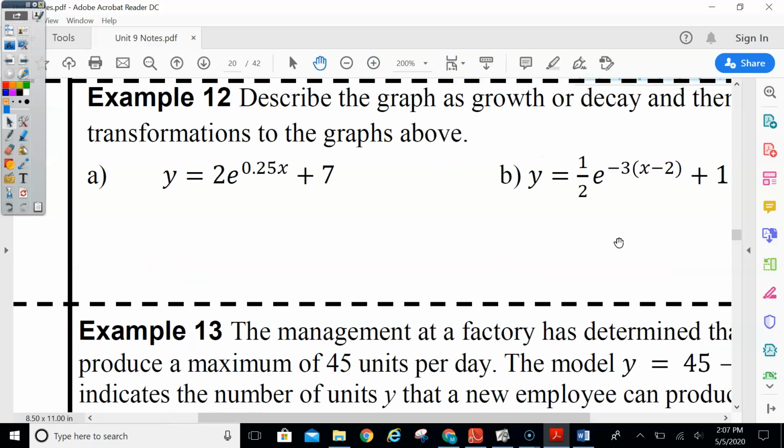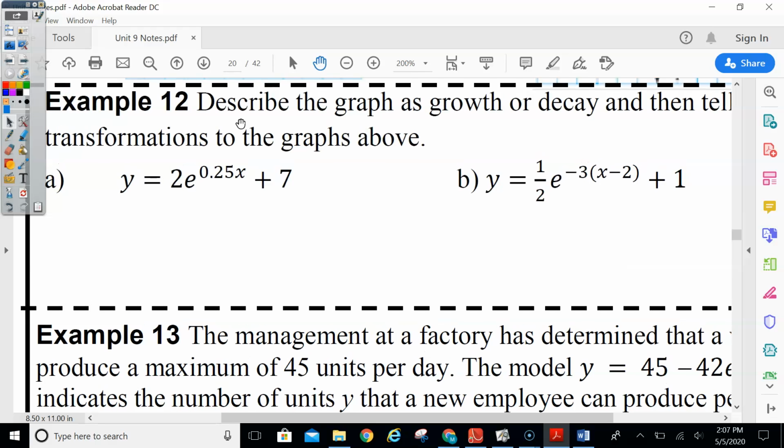And then transformations are the same as any transformation. So the transformation equation, so transformations, is a, h, and k. So basically we're looking at a times e to the x minus h plus k, because the base is always e. Okay, so if we look for growth or decay, we're not going to look at e, because e is always 2.718. We're going to look at the exponent.